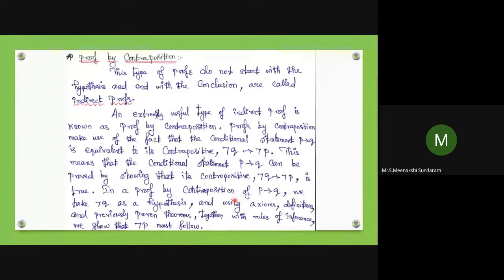In a proof by contraposition of P implies Q, we take negation Q as a hypothesis and, using axioms, definitions, and previously proven theorems, together with the rules of inference, we show that negation P must follow. Sometimes the question itself specifies the method: proof by direct method, proof by indirect method, proof by contraposition or contrapositive, or proof by contradiction. If they specify, you should do only that method.